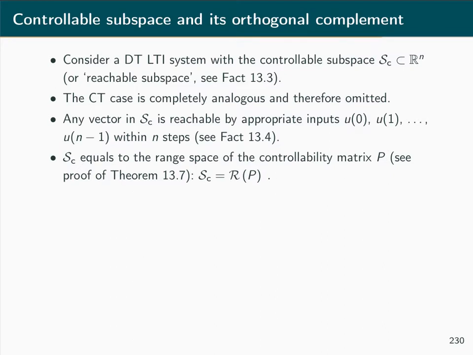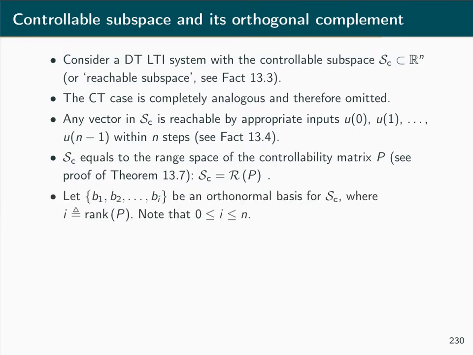Moreover, the controllable subspace corresponds to the range space of the controllability matrix P, as we can see from the proof of Theorem 13.7. So we can write SC is equal to the range space of P. Now let the vectors b1, b2, and so on up to bi be an orthonormal basis for the subspace SC, where i is equal to the rank of the controllability matrix. Of course, i is some integer between 0 and n.